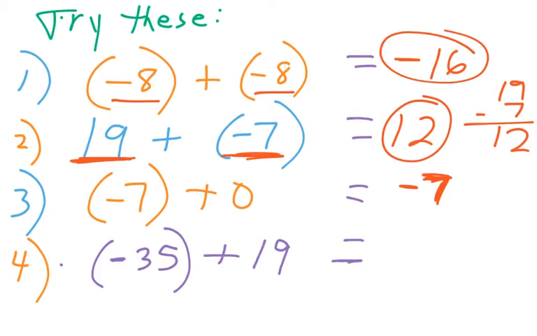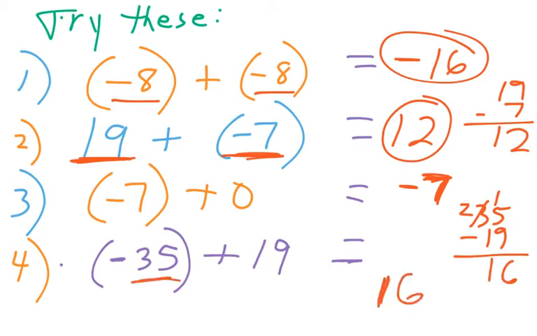And lastly, number 4, we have negative 35 plus 19. So again, we're adding a positive and a negative. So we're going to subtract the larger number minus the smaller number. Okay. You have to borrow from this one for this one to do it. All right. And you get 16. And now we got to look at our sign. We have 35 and 19. Well, 35 is bigger than 19. So it's actually a negative 35. So we make our answer negative.